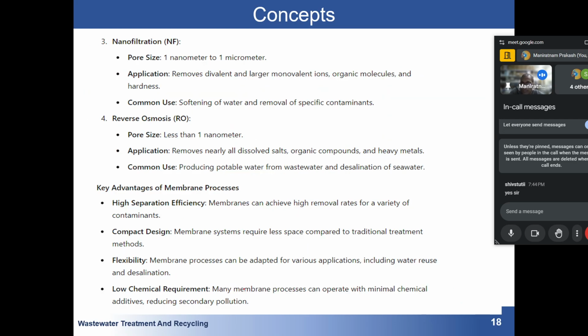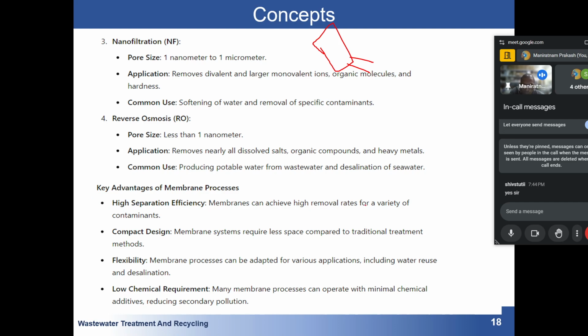Then we have nanofiltration. Again, depending upon the type of contaminant, once the treatment has happened, we do some kind of analysis, and after analysis we identify which kind of contaminant is there. Depending upon the type of contaminant, we generally use that kind of filter. So either we can use this nanofilter or reverse osmosis. I'm not going through this in detail, but I hope you have got the idea of what I'm trying to say.